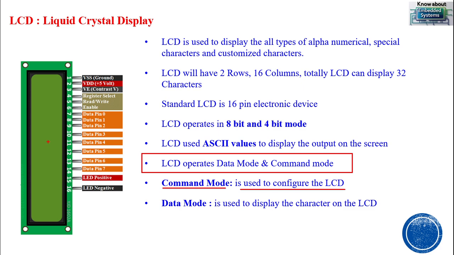The LCD is not able to operate directly. First, we have to configure it. First, we have to send some commands. Then only will the LCD be able to display. So the first operating mode is command mode, and it is used to configure the LCD.